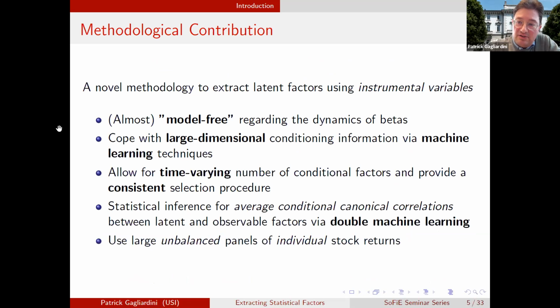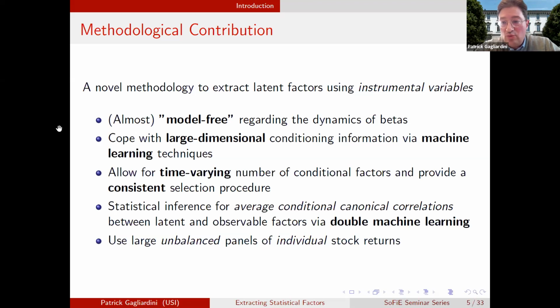So on the methodological side, the contribution of this paper is to introduce a novel approach to extract factors in the presence of conditional information using instrumental variables. And our approach is pretty general, almost model-free regarding the dynamics of the beta, and we allow for the betas of the assets to be functions of a large number of variables in our conditioning information. And actually, the idea is to use some machine learning techniques to accommodate this high-dimensional conditioning information.